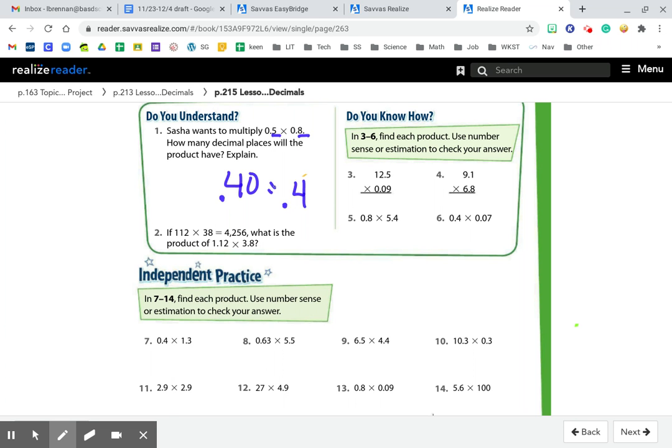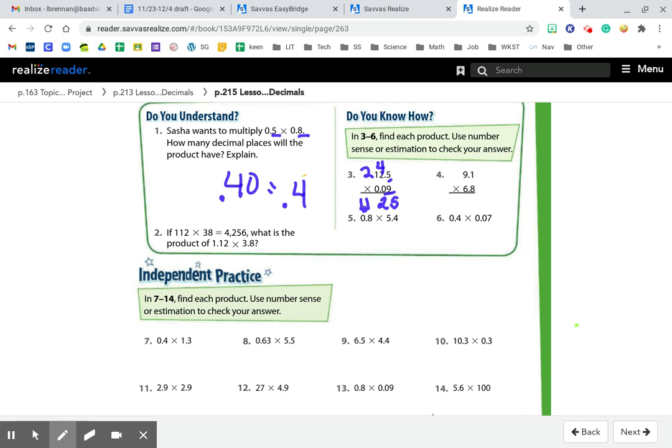12.5 times 9 hundredths. We're going to multiply that out. 9 times 5 is 45. Carry the 4. 9 times 2 is 18, plus 4 is 22. Carry the 2. 9 times 1 is 9, plus 2 is 11. And we have 3 digits in decimal place value in the problem. I want 3 in my answer.